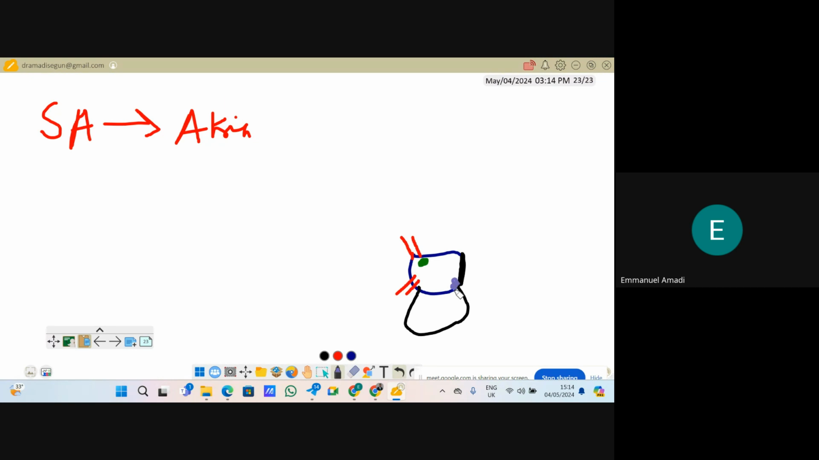Now, if electrical impulse is supposed to move from the SA node to the AV node, it simply means that these electrical impulses will have to go to the atrium first, because this SA node is far from this AV node, but the atria is in direct connection with it because it is sitting in the atrium. So automatically, it can give these impulses to the atrium. The atrium in turn will carry these impulses and hit the AV node. So the next thing is this goes from the atria to the AV node.